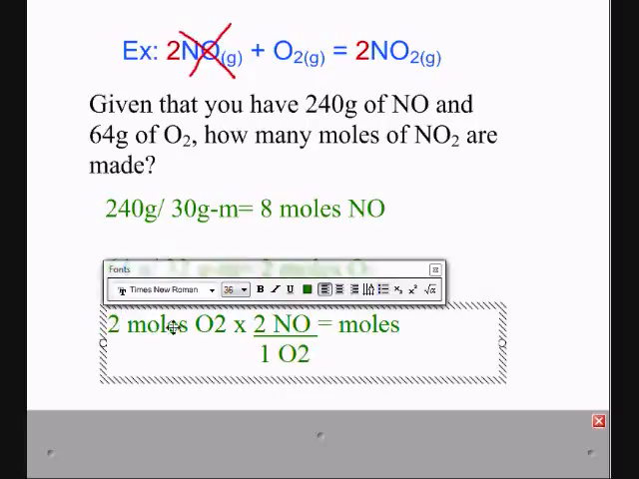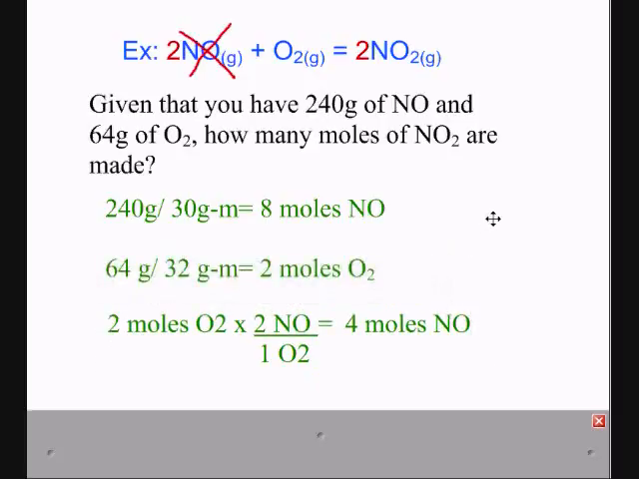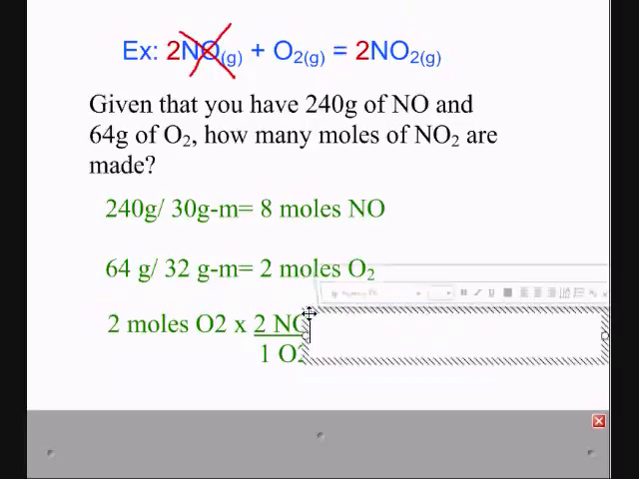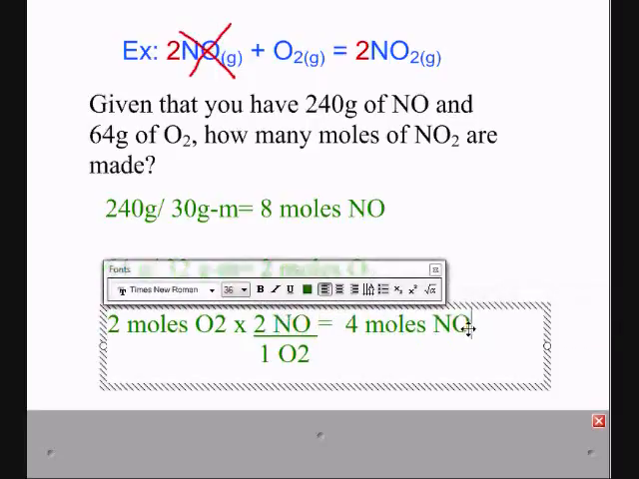Let's do the math. 2 moles times the ratio 2 over 1 gives us 4 moles then of product, which is NO2. And if I wanted to, I could take that even one more step here, right? Sorry about that, it's NO2, excuse me.